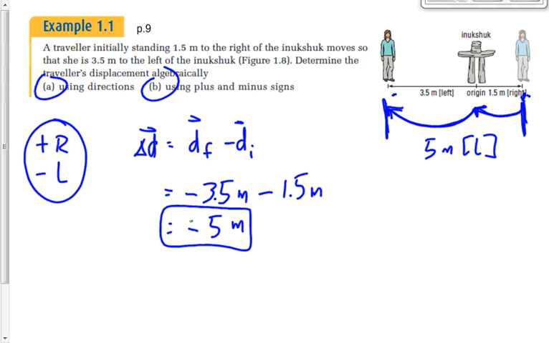What does this negative mean? To the left, right? What was my answer when I did it the other way? 5 meters to the left. What's my answer when I do it this way? 5 meters to the left. Is that hard? Not crazy hard, I don't think. Okay, it takes a little bit of practice to kind of get the hang of it.